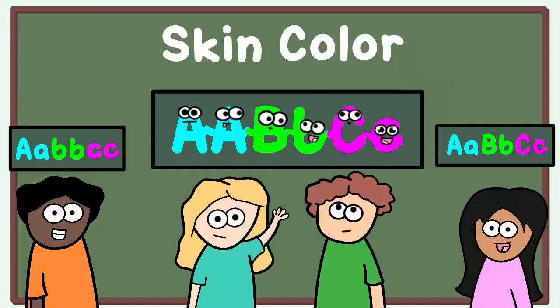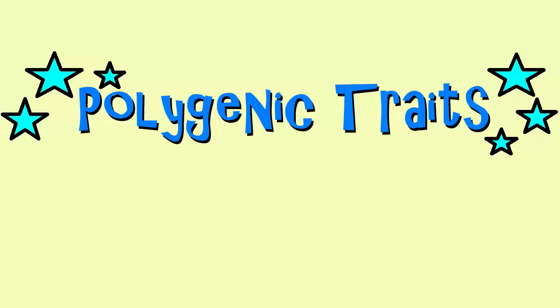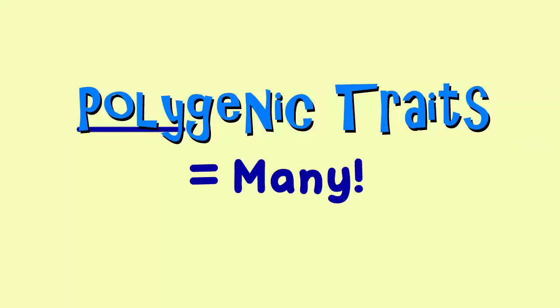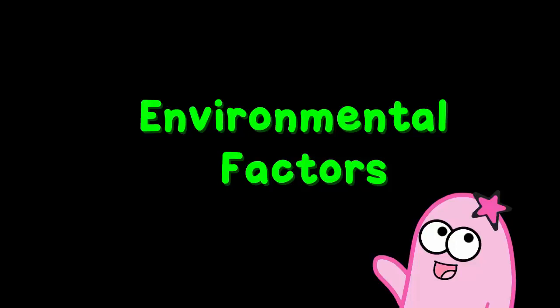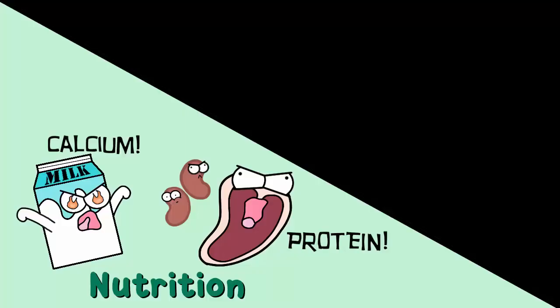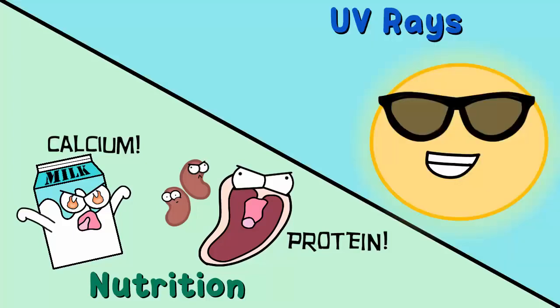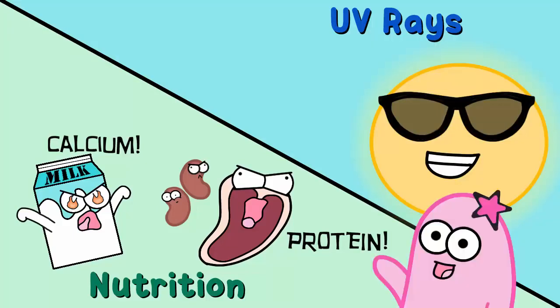Your skin color is also determined by many genes, just like your height. These are called polygenic traits. Poly means many, so many genes coding for one trait is what polygenic means. By the way, both height and skin color can be influenced by environmental factors as well. Nutrition growing up can affect your height, just as spending a lot of time in the sun can affect your skin color. However, this doesn't change the genetics for this trait.